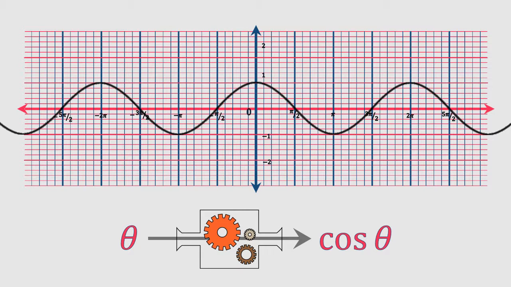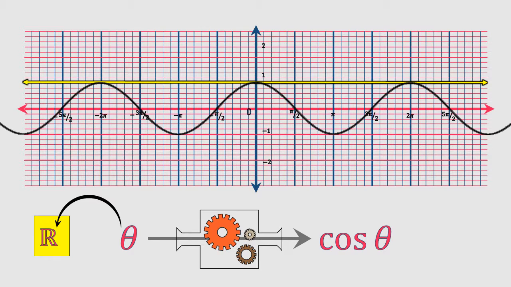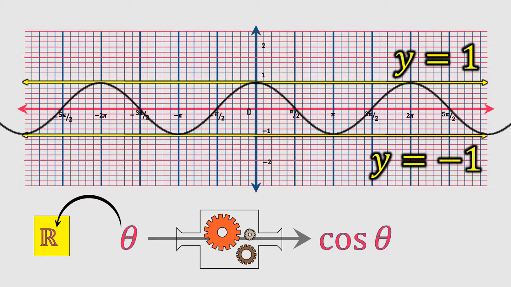The domain is clearly the set of all real numbers. As for the range, we know the maximum value for cosine is 1 and the minimum value is -1. Hence, the range covers any real number between and inclusive of -1 and 1.